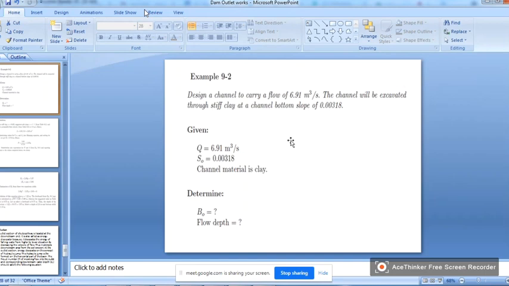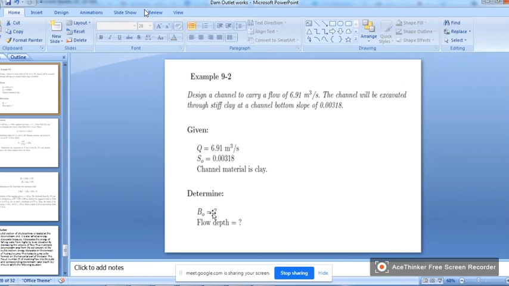Design a canal to carry a flow of 6.91 meter cube per second. The channel will be excavated through stiff clay at a given channel bottom slope. S is given, Q is given. Now you have to design the canal, I mean the channel, a trapezoidal channel in our case.